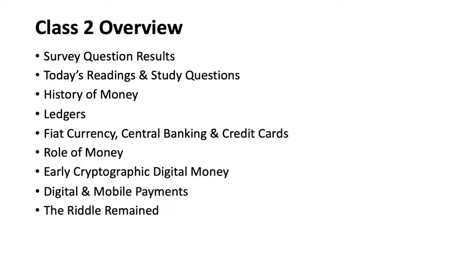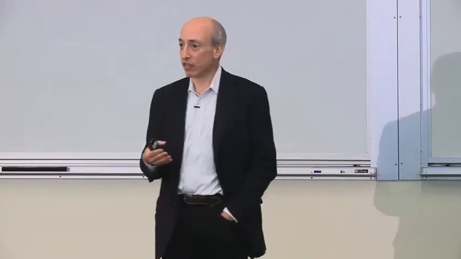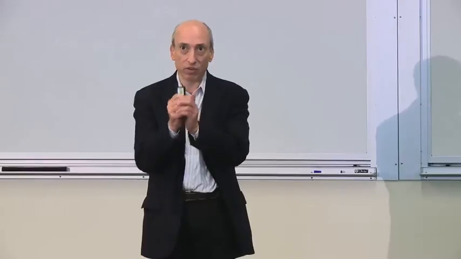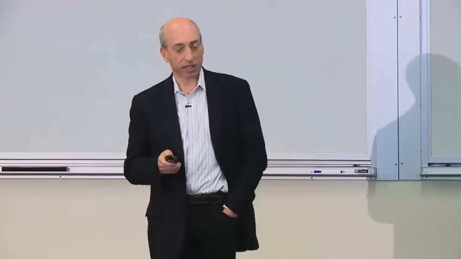And then the 6 or 7 things I'm going to do: history of money, ledgers, fiat currency, central banks and credit cards, the role of money, some early digital money. You had the Clark reading on a bunch of failed attempts, all the way through a little bit of mobile money, up to Starbucks and Alipay. And yet the riddle remains. We're going to get really deep into Bitcoin in the next 3 classes, but this is to give some foundational bits of money, ledgers, central banking and technology.